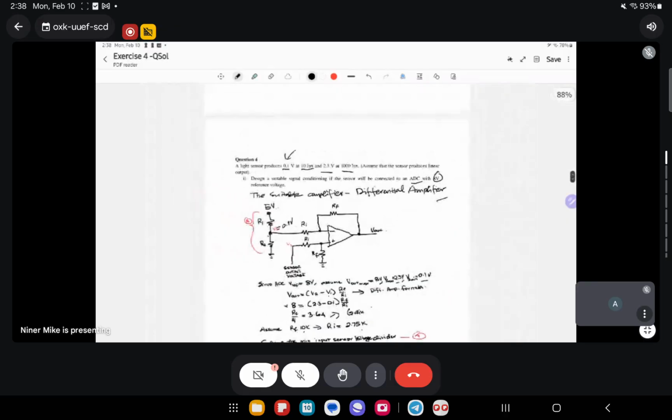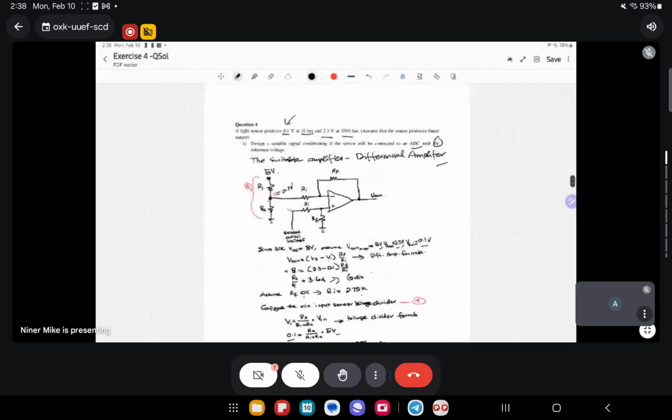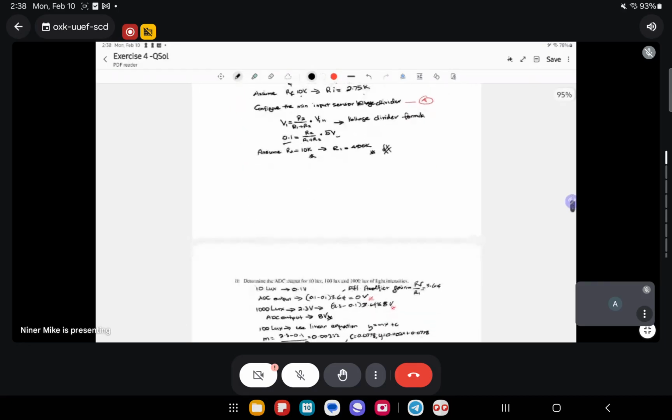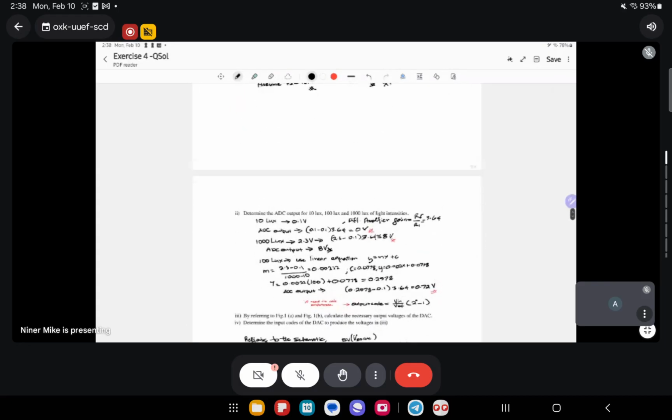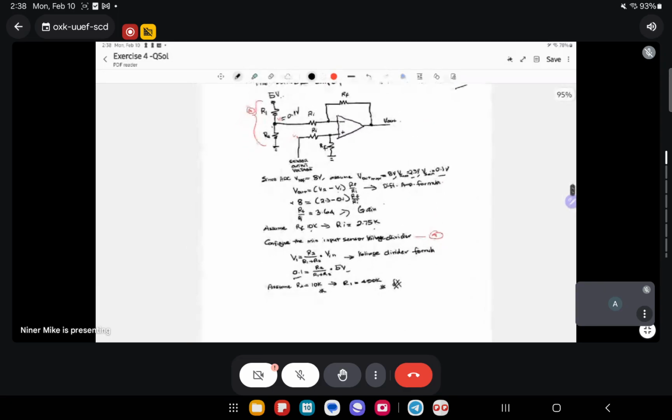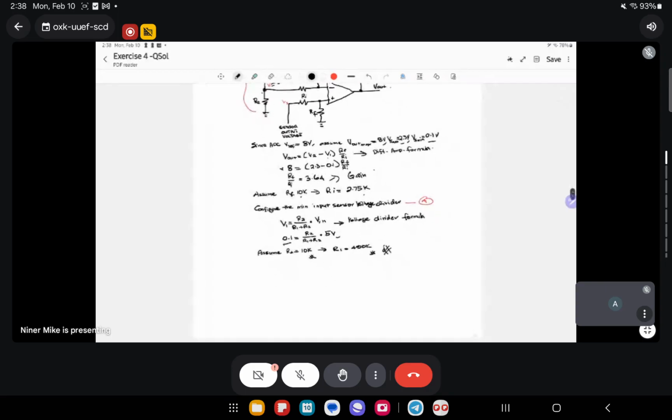I think this is very normal. You have to do this calculation again and again until you get familiar, and then you will have no problem calculating the differential amplifier, the gain, and so on. A lot of exercises are given by Dr. Tena also, so you can do them again and again, repeatedly like this.